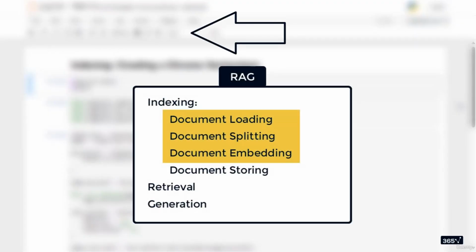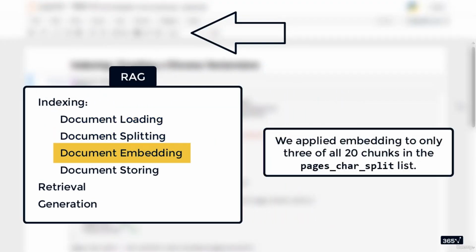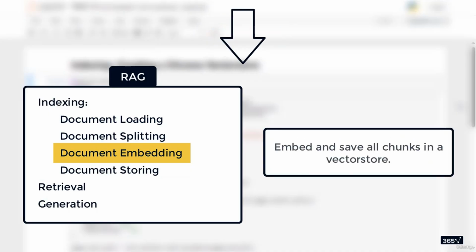Welcome back, everyone. We dedicated the last couple of lessons to loading, splitting, and embedding documents with LangChain. In the previous lesson, we applied embedding to only 3 of all 20 chunks in the page's character split list. Our task for this lesson is to embed and save all chunks in a vector store. Ready? Let's get to work.